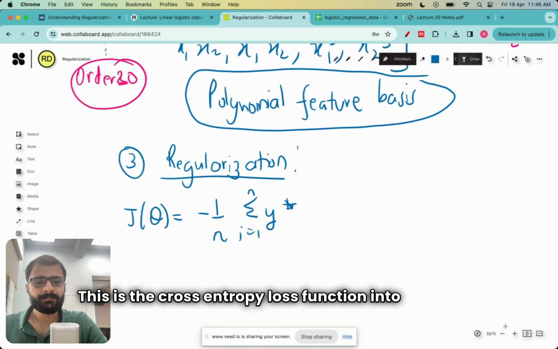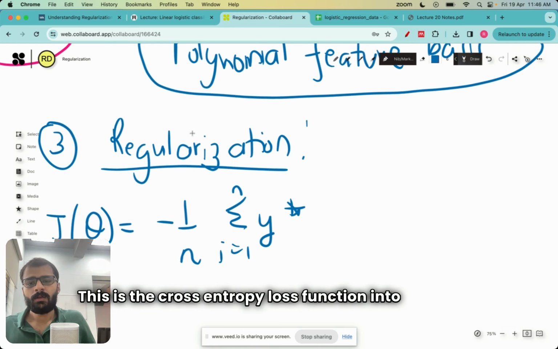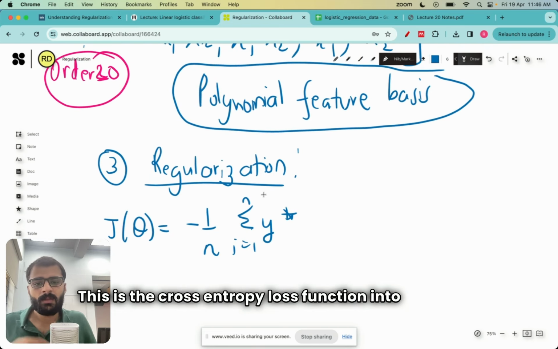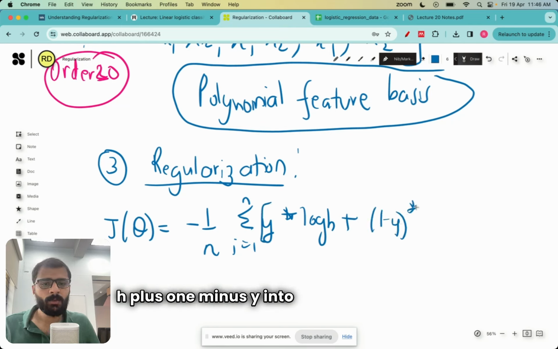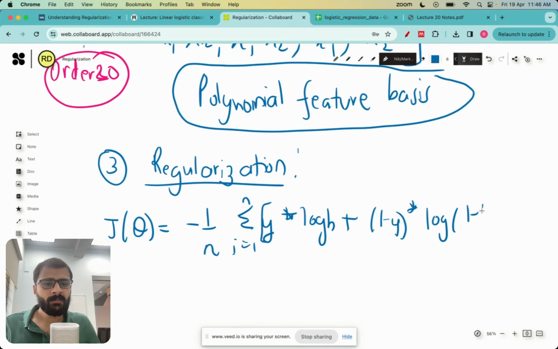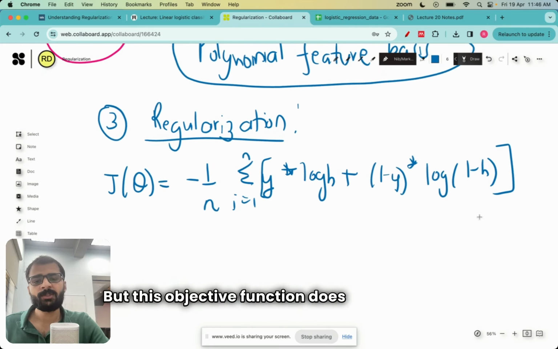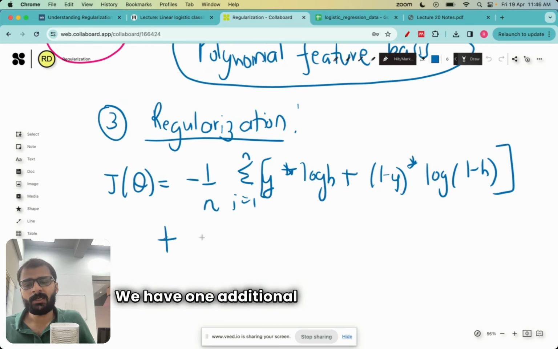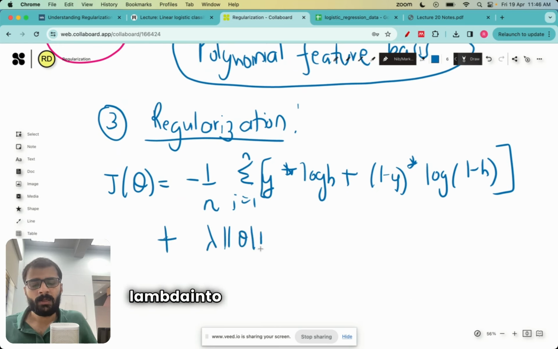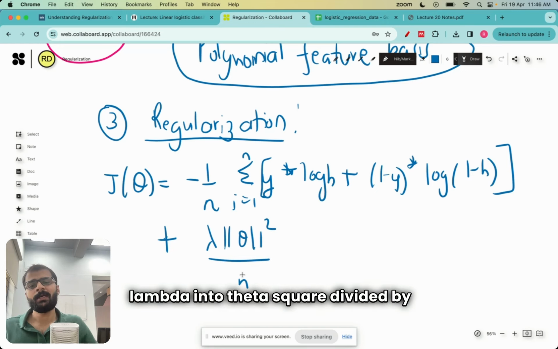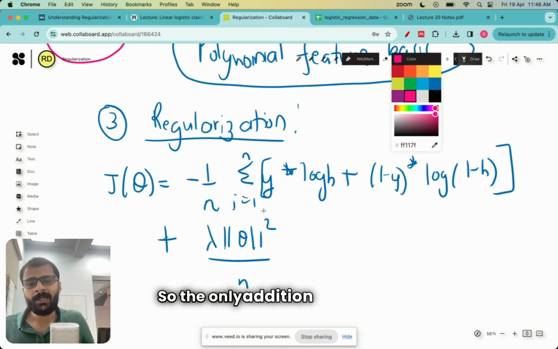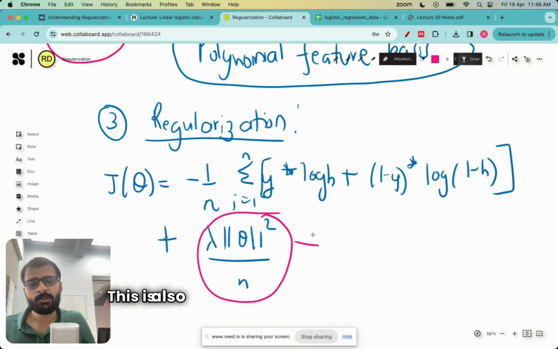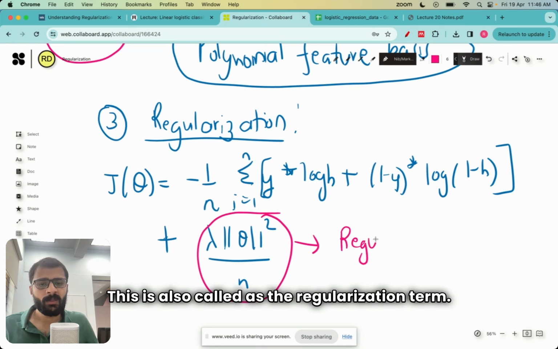y into log of h plus 1 minus y into log of 1 minus h. But this objective function does not stop here. We have one additional term here, which is lambda into theta square divided by n. This is the objective function which we will minimize. So the only addition is this part. This is also called the regularization term. This will be added.